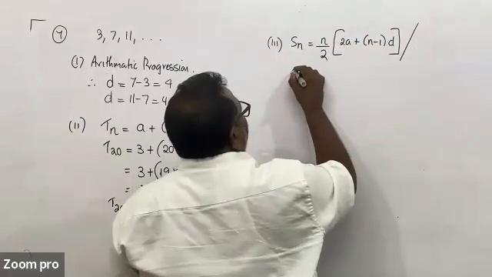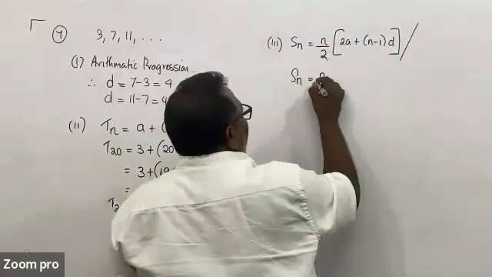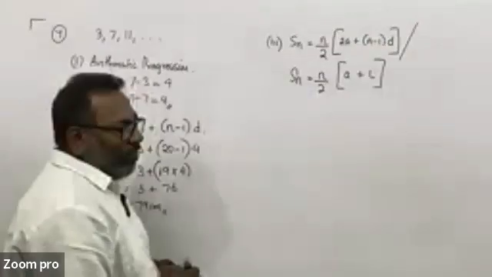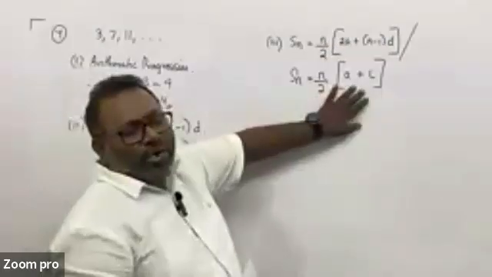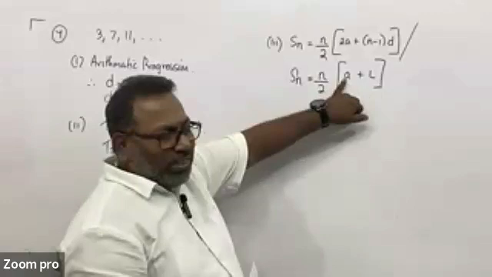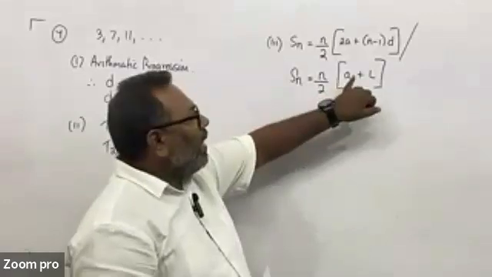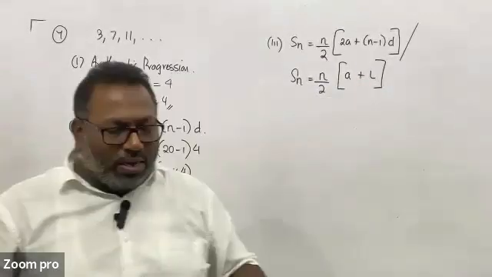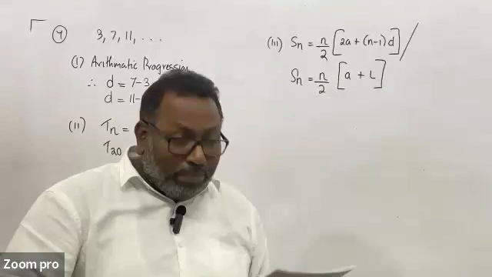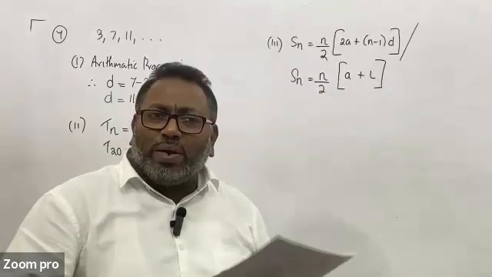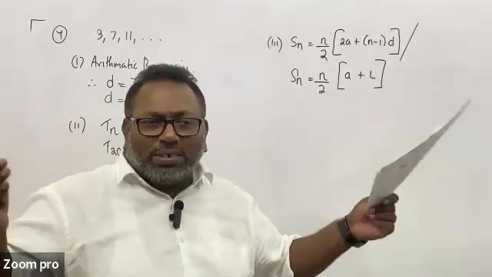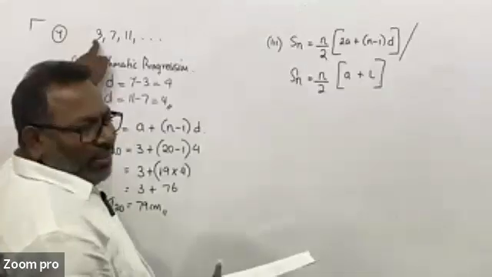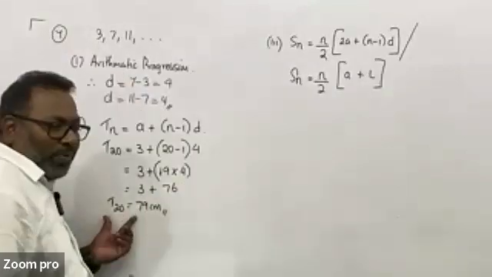or you can use n over 2 into a plus l. Either one. This one you use when you know the first term, your term number, and l. l is your nth term, the last term. So in this particular question, they are saying find the total length required to cut the 20 pieces. So they want you to find the sum of the first 20 pieces. We know the first length is 3 centimeters. We also know the 20th term.